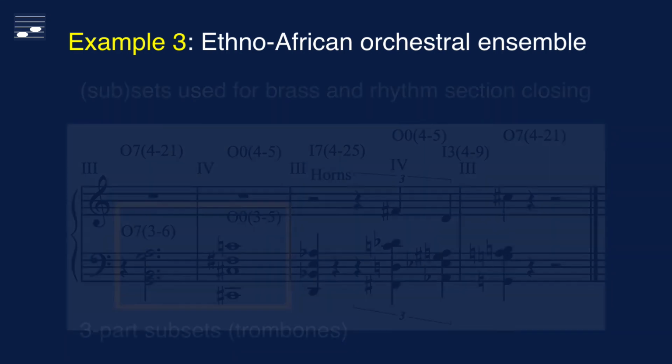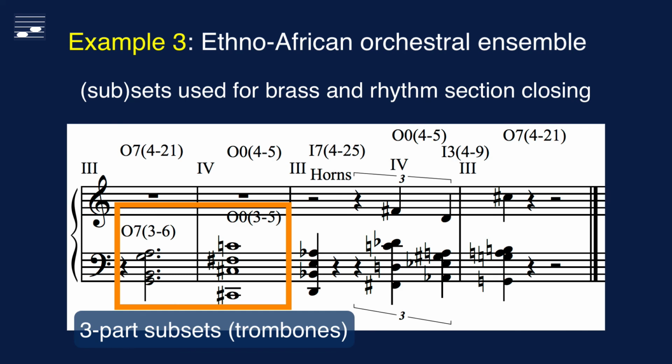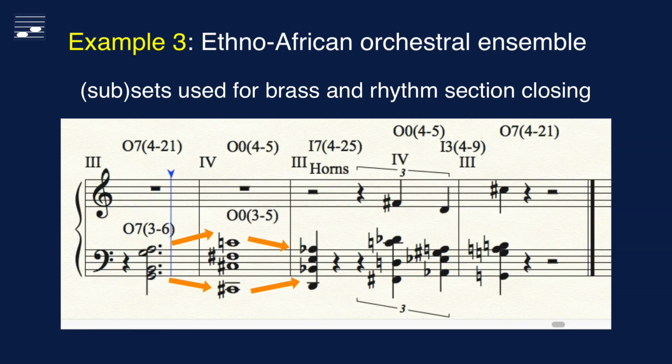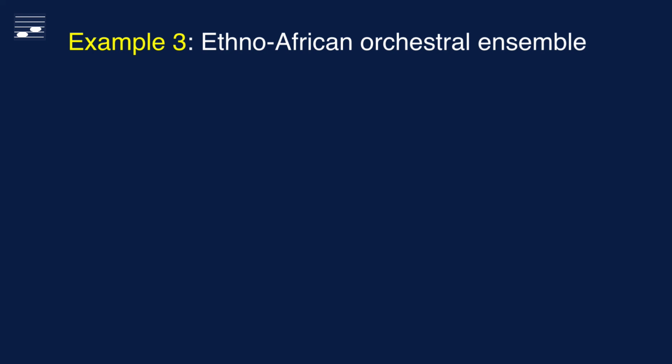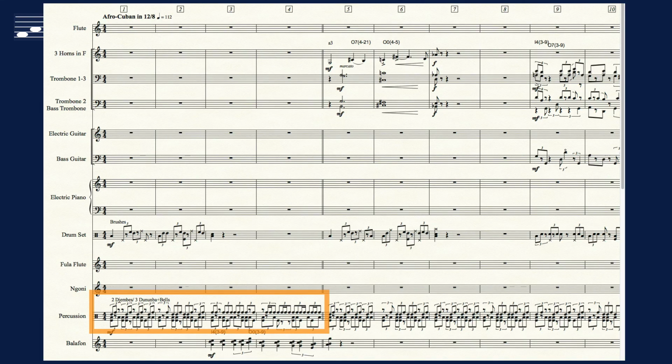The same 4 structures are also used in the closing and as transitions, where the trombones play 3-part subsets. Rhythmically, note the juxtaposition and combination of the triplet and straight 8th note patterns.